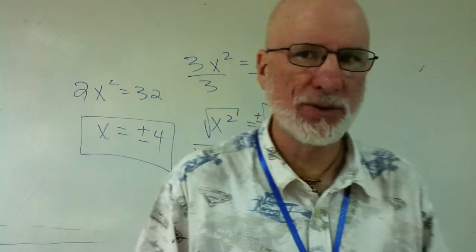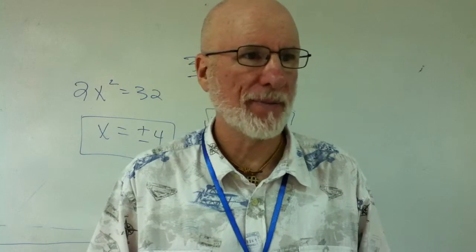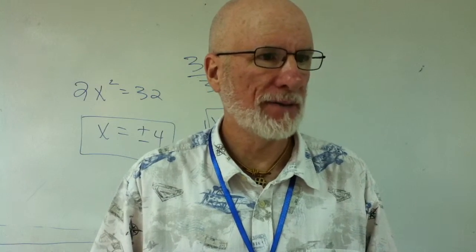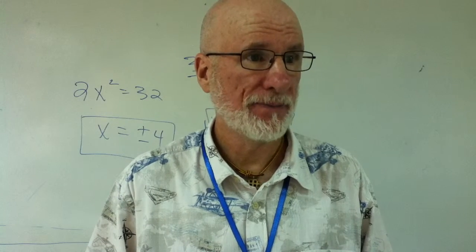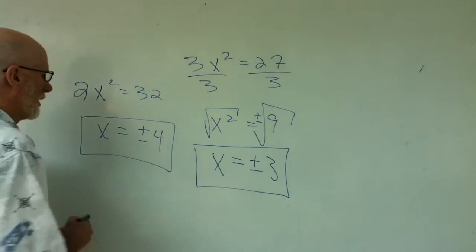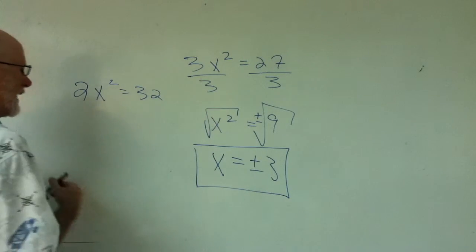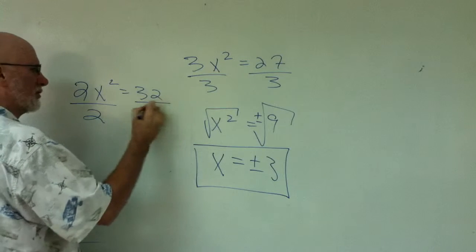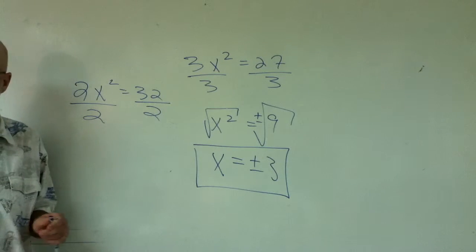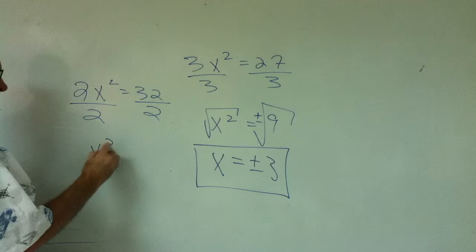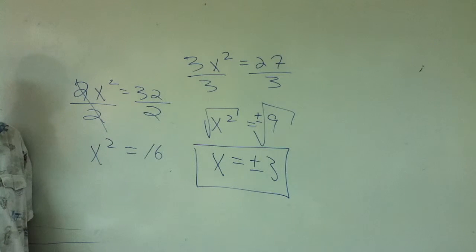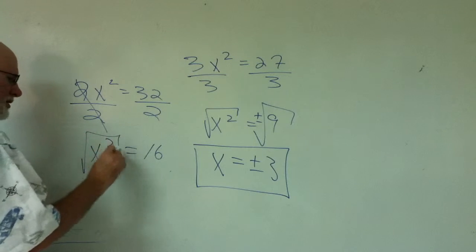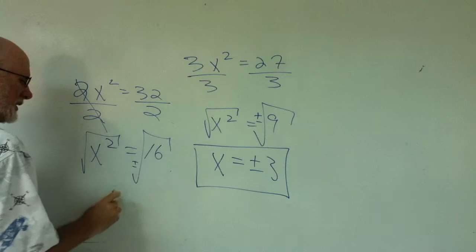Excellent. Is there anyone who finds that a little overwhelming? No? You okay? Wuchan, you okay with that? You don't like that? Should I go over it again? I should. Okay, that's not a problem. Do you see that I divide both sides by 2? Yes or no? You sure? So isn't that going to be x squared equals 16? Yes or no? Yes, right? Excellent.